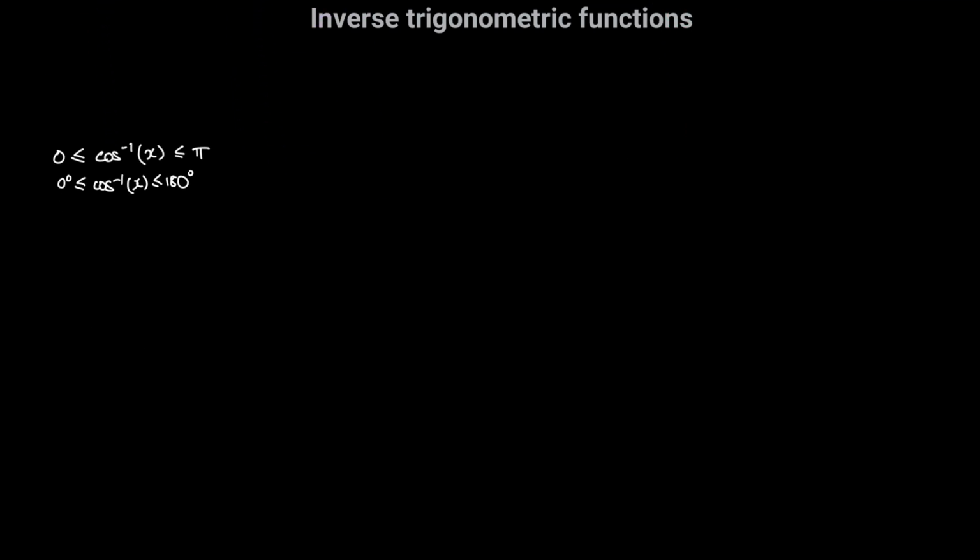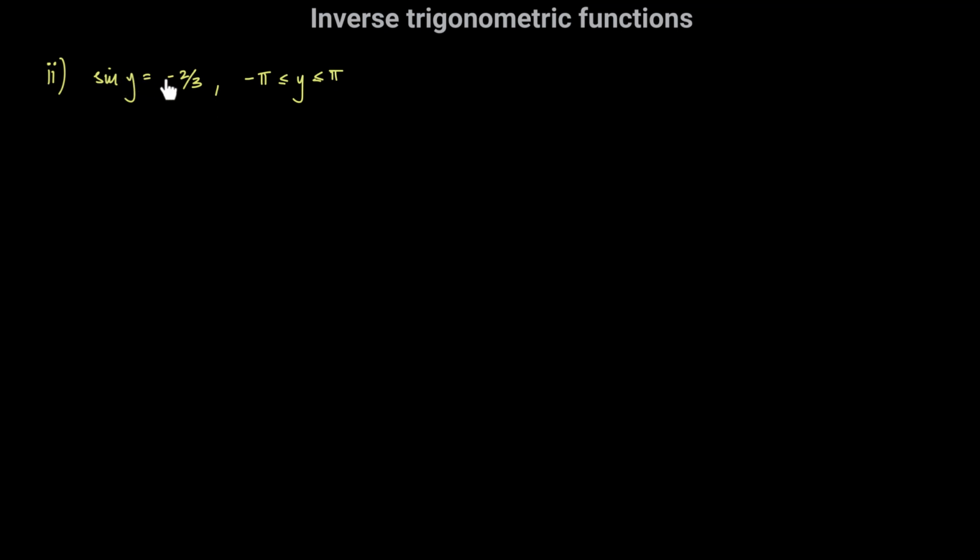Now let's solve the next question. Next question that we have is we want to solve for all the values of y for which the sine of y is equal to negative 2 over 3. And here y ranges from negative pi radians to pi radians. In other words, we want to find all the possible values for the angle y for which the sine of y is equal to negative 2 over 3, where y ranges from negative pi radians to pi radians.